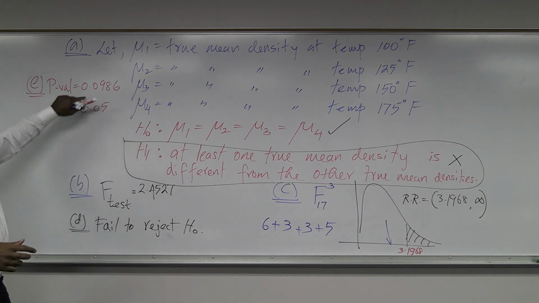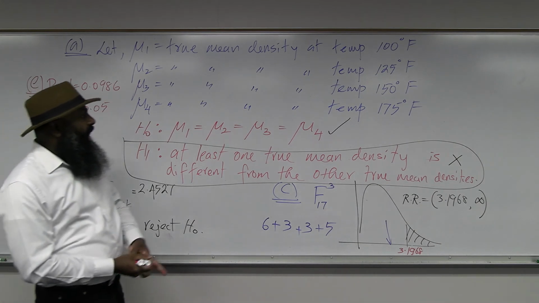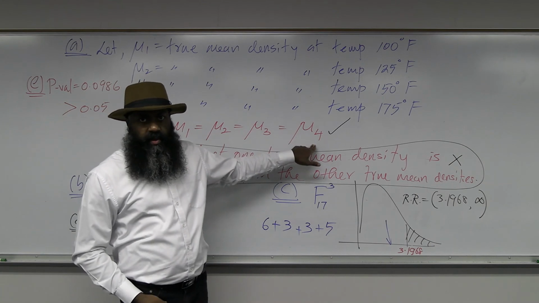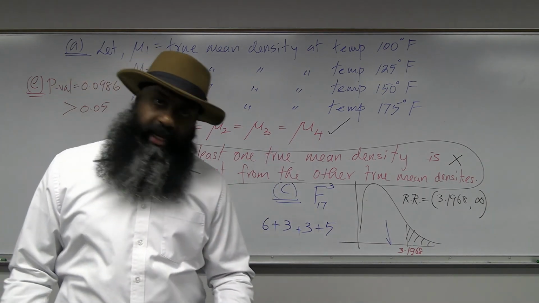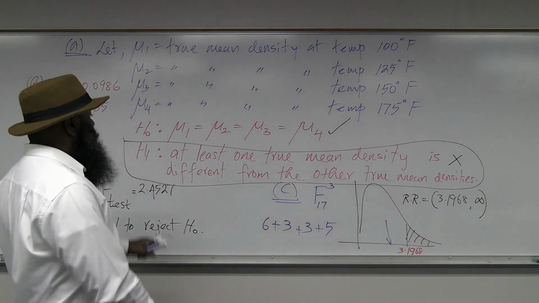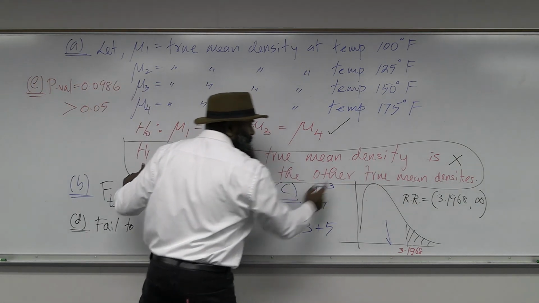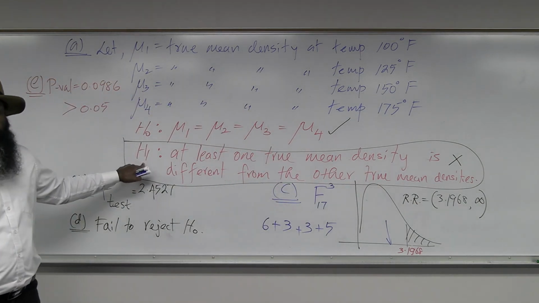Because the p-value is larger than alpha, we once again accept the null hypothesis. Or in other words, we fail to reject the null hypothesis. That means our data do not support this alternative. So we get the same conclusion.